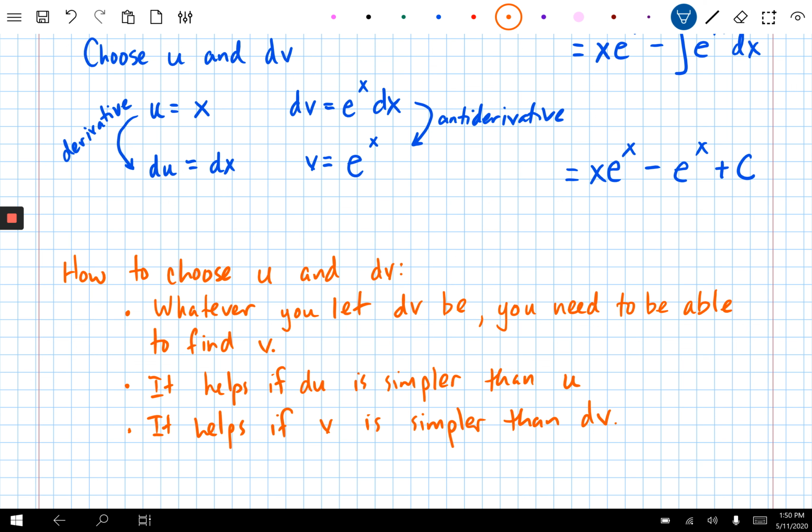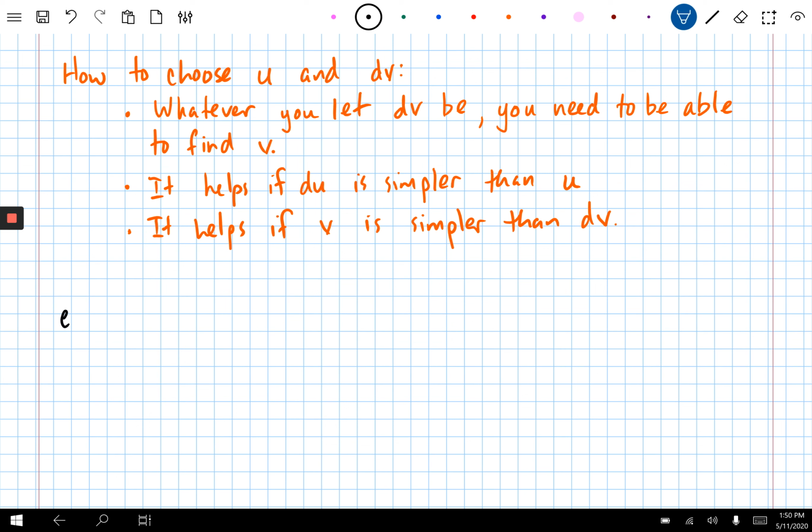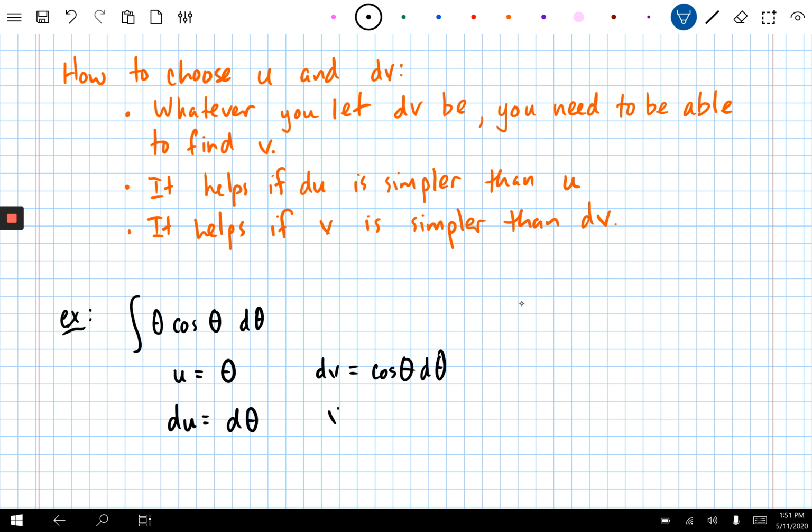All right, let's do another one. How about if I give you this one? Theta cosine theta d theta. So it helps if du is simpler than u. So why don't we try u equals theta, then du equals 1 d theta. And then let's do dv equals cos of theta d theta. So the antiderivative of cosine is sine.